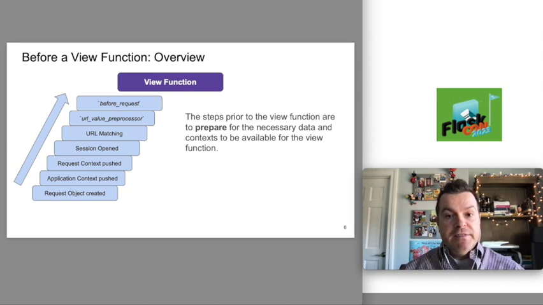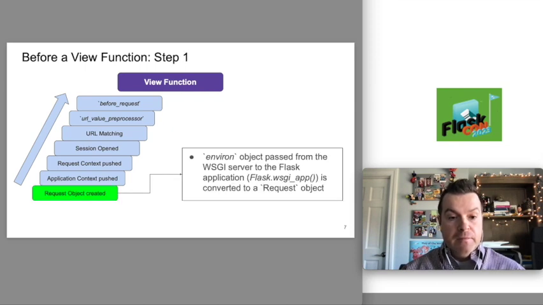All right, so now let's look at the steps that occur before a view function is executed. Really, the goal of these steps is to prepare the necessary data and contexts for the view function to use. So starting off, the WSGI interface is going to pass in an environment object, which the Flask application will take and convert into a request object. This is going to contain things like the URL, what HTTP method is being used, things like that.